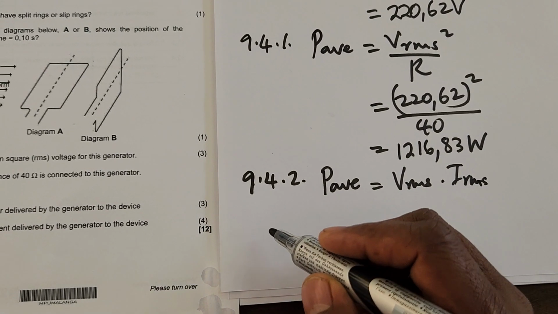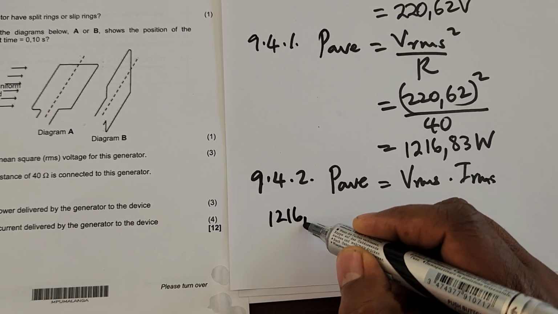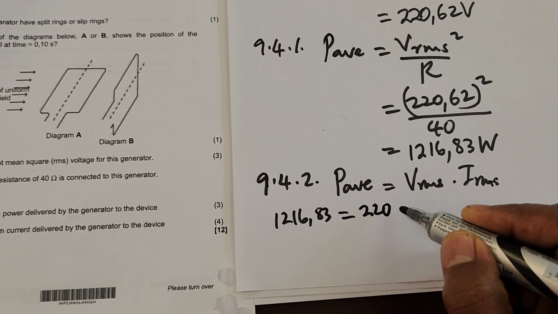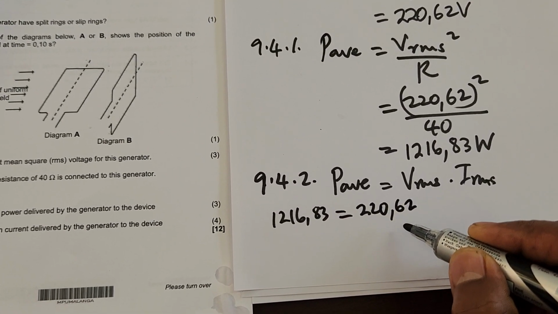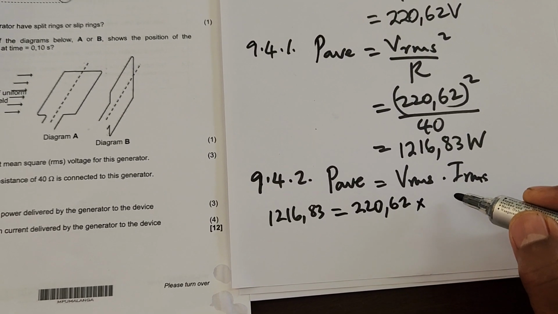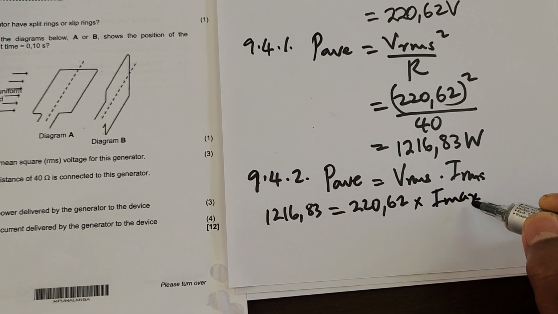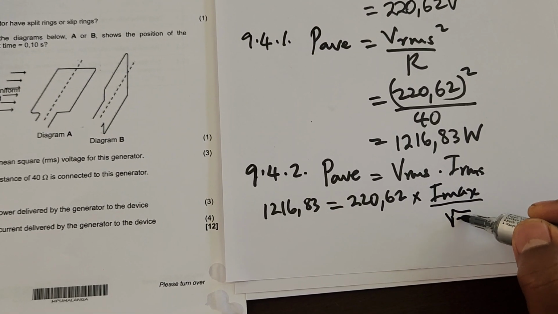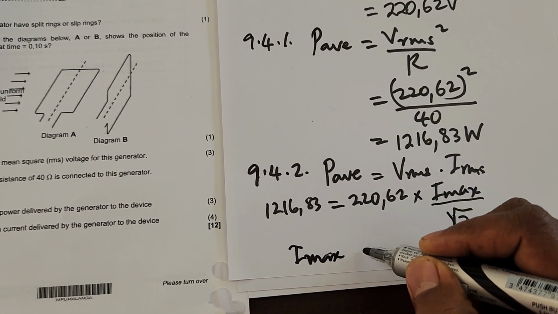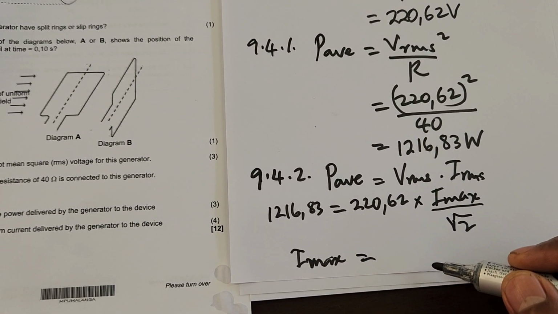The simpler way will just be to substitute: 1216.83 equals 220.62, then multiply by, instead of Irms, I will now write Imax over root 2. Therefore, in this case Imax will give you the value of the current.